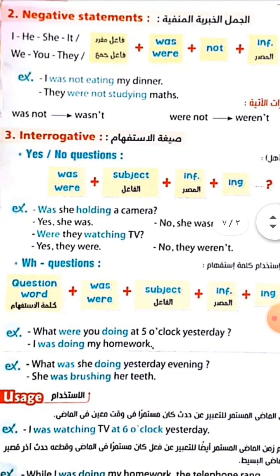If you want to ask a question with a question word, it will be the same structure as before, with the question word at the beginning. What were you doing at 5 o'clock yesterday? I was doing my homework.